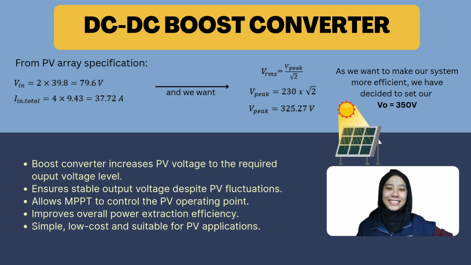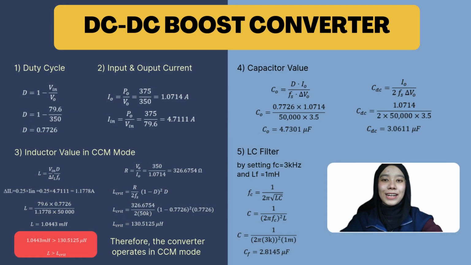Okay, so let's move on to the DC-DC boost converter. As we can see in the slide, we have V in equals 79.6 volts and we want our V naught equals 350 volts. As we want to increase the output voltage level, we need to use the boost converter as it's simple, low cost and also suitable for PV applications. This is the calculation for the DC boost converter. We have to find the duty cycle first, which is equal to 0.7726, which is quite high but still suitable for the operation.